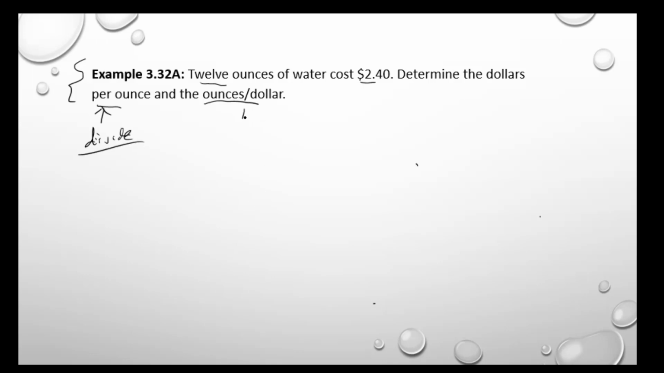And that's a division sign. So there's two different problems. First, I'm doing dollars per ounces. And then I'm doing ounces per dollars.